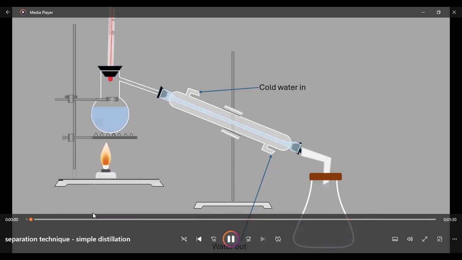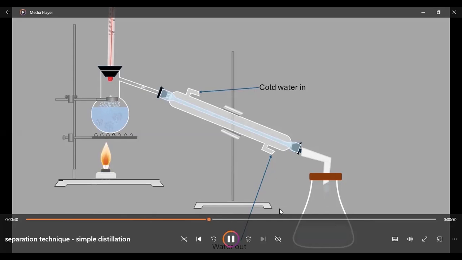Let's see that in action again. Now the mixture is boiling and turning into gas. The one with the lower boiling point is the one boiling right now. It turns into gas, goes into the condenser, turns back into liquid, and is then collected in this conical flask. What is collected here in the conical flask is called a distillate. Okay, so that is simple distillation.